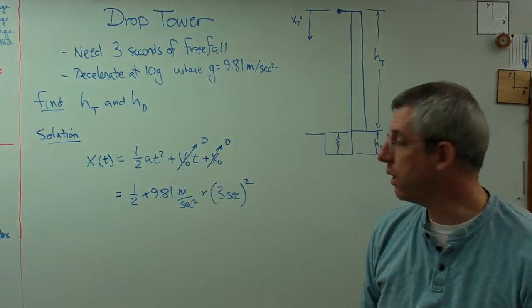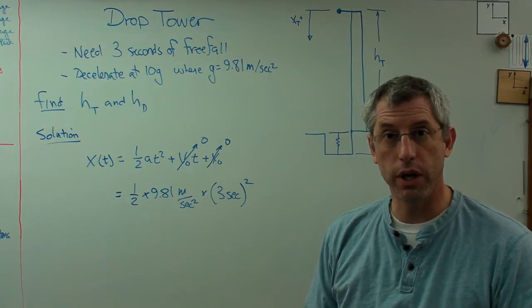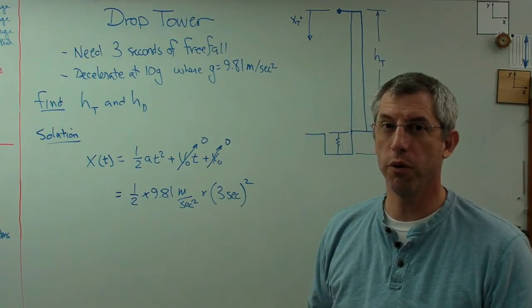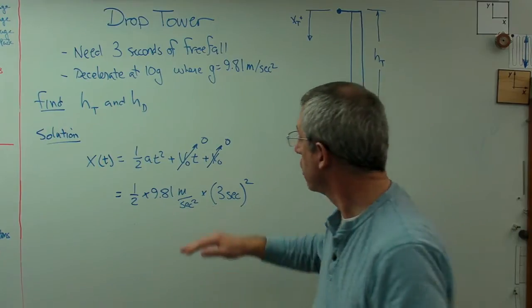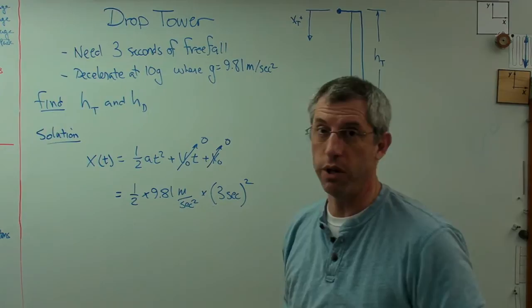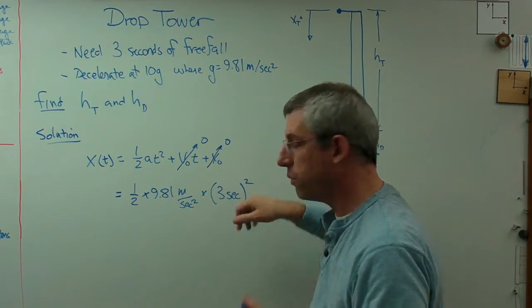Now let's do two things here. Number one, let's check the units. Always, always, always check your units, because if your units are right, the numbers will pretty much come along for the ride. If the units are not right, the numbers are very unlikely to be correct. So if you don't check your units, you're missing out on a chance to check your answer. Check the units, you're going to get the right answer more often. So meters per second squared times seconds squared is going to be meters.